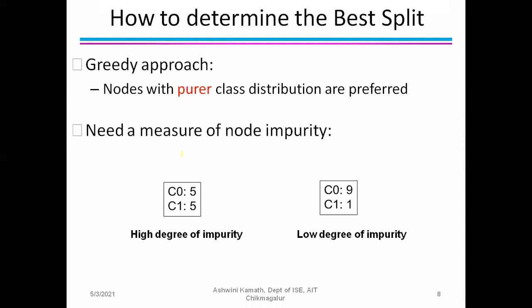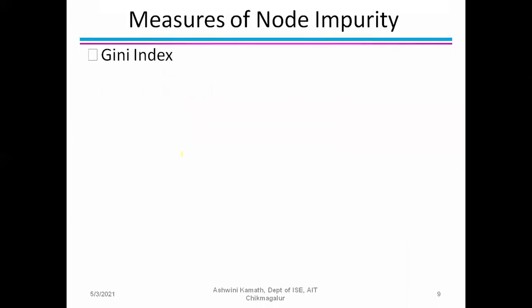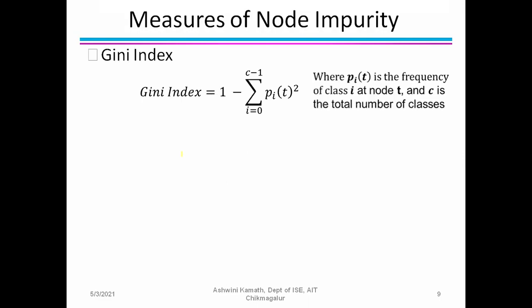So I hope you understood this concept. Then the measure of node impurity. To measure node impurity, we have different methods. So we can use the Gini index. Gini index is equal to 1 minus the summation of i equal to 0 to C minus 1 of Pi of T squared. Where Pi of T is the frequency of class i at node T and C is the total number of classes. How many classes do we have? That is C. For example, in the previous one, we have only 2 classes, C0 and C1, so C is 2.